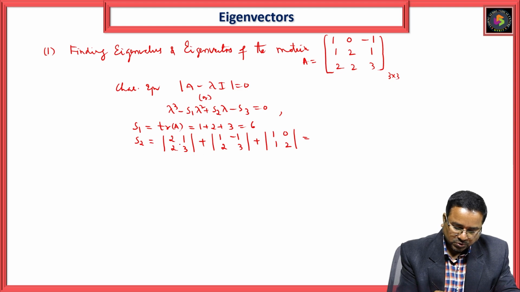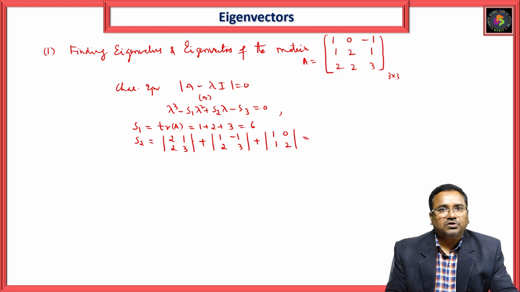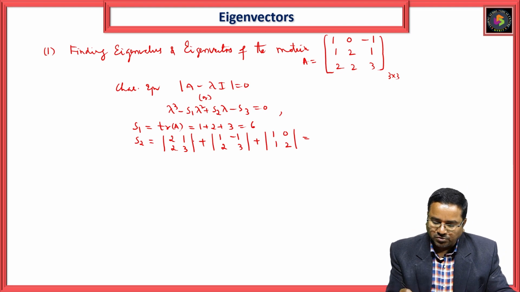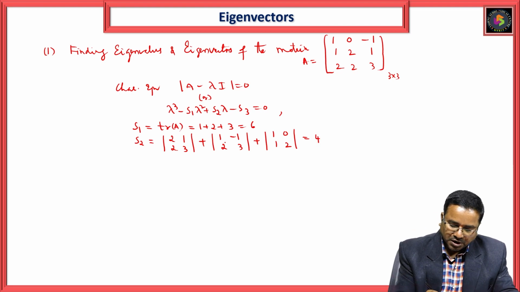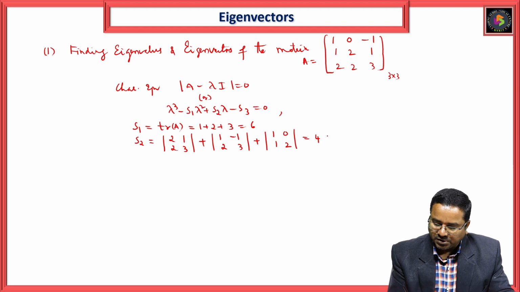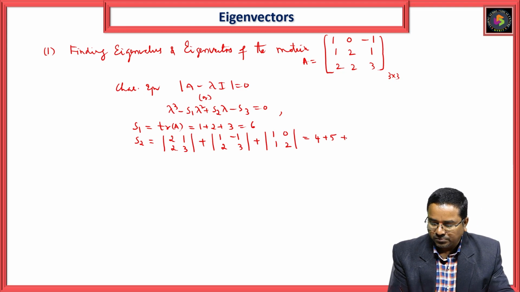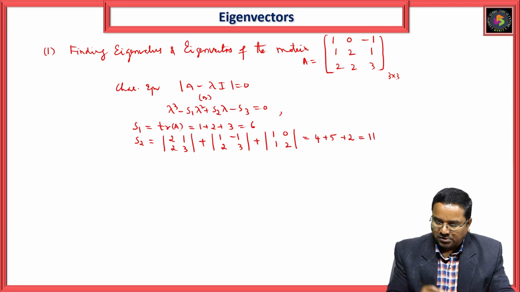So this is what, 2, 3 and 6. 6 minus 2 is 4. Now 3 plus 2 is 5. Then 2 minus 0 is 2. So the 9 plus 2 is 11. So the S2 value is 11.